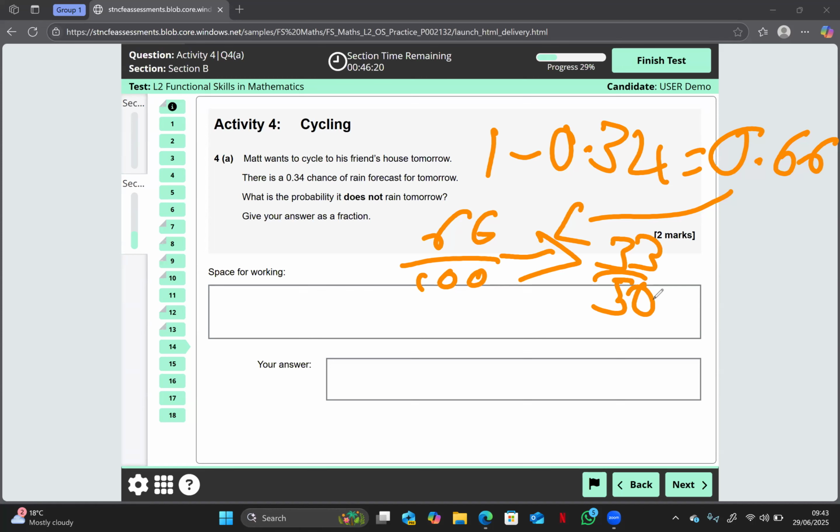33 divided by 2, no. So, yep, the answer will be, I'm pretty sure, 33 over 50 as a fraction.